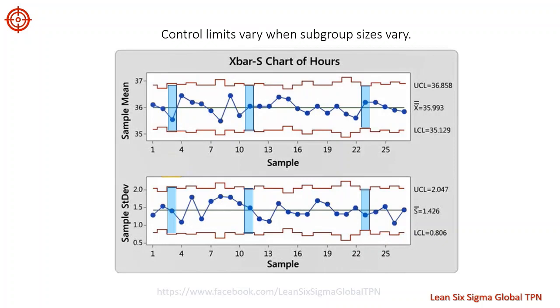When we have more data, we have more confidence in our estimates, and so we have narrower control limits. But when we have less data, we have less certainty. That's why we factor subgroup size into our control limits.